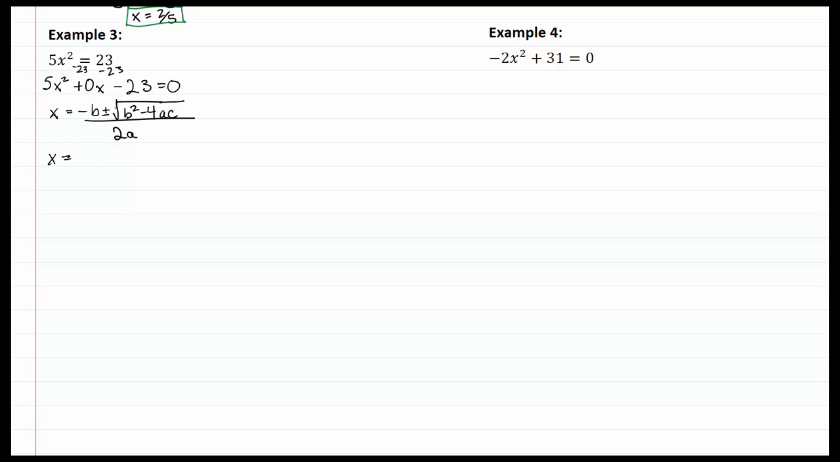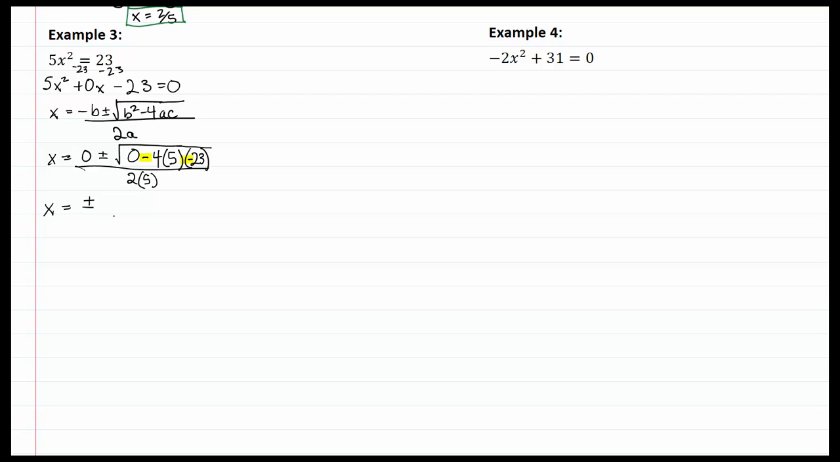X is equal to, b is 0, so 0 plus or minus the square root of 0, because 0 squared is still going to be 0, minus 4 times a, which is 5, and c, which is negative 23. So a lot of times I'll see people get really confused with these whole negatives and what number should end up being here. This negative and this negative multiplied together make a positive, and so you just know that what's under the radical is going to end up positive, which is really convenient.